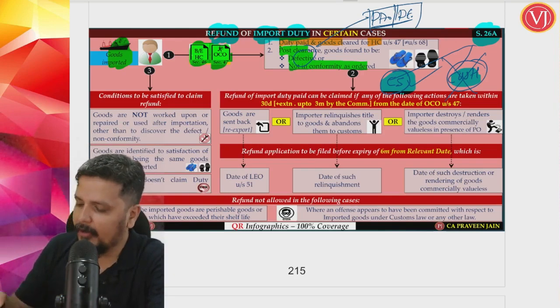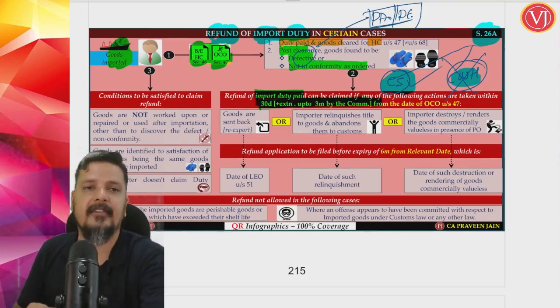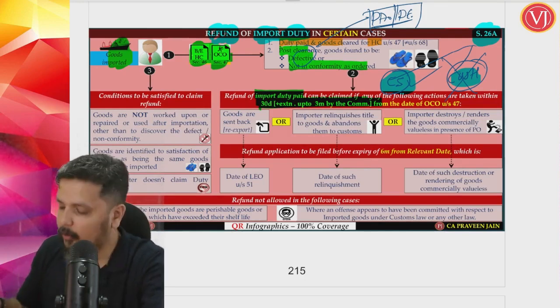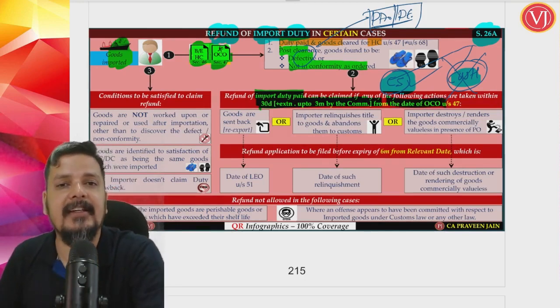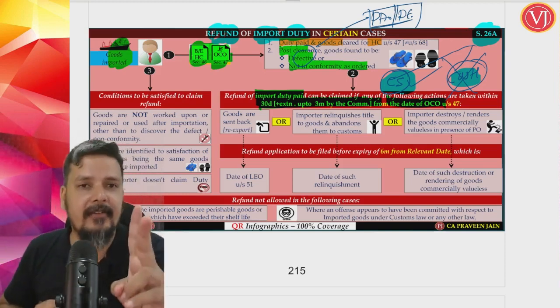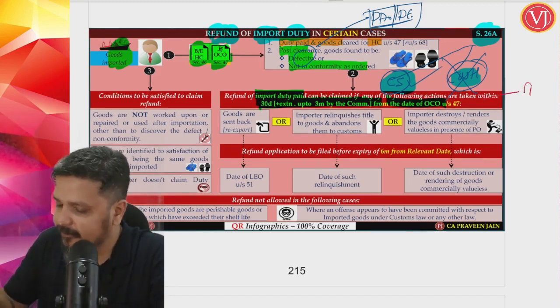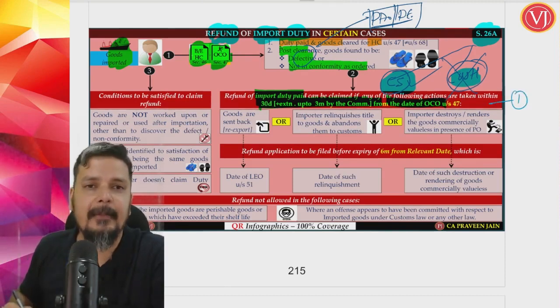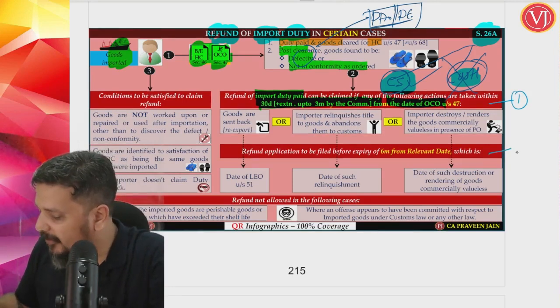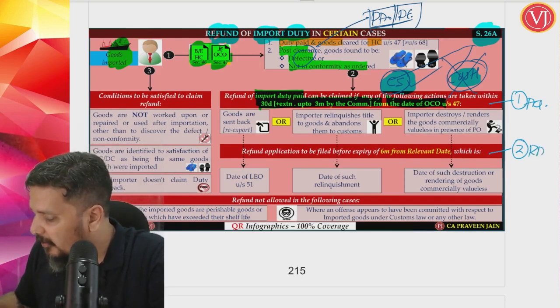You find that. So what do you have to do? You have to apply for refund of import duty if you do something within 30 days plus 3 months extension. The moment you clear your goods, you have to take an action within 30 days plus 3 months extension by the Commissioner. First take an action, then apply for refund. Two stages. First do something, then make an application for refund.